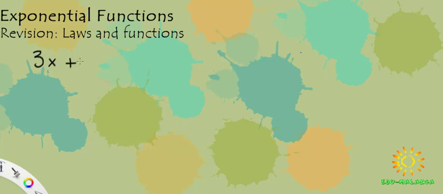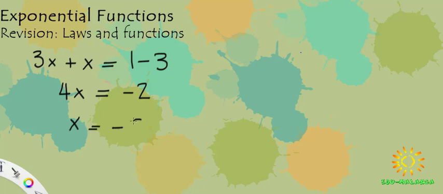3x plus x should equal 1 minus 3. 3x plus x is equal to 4x. And this side is equal to 1 minus 3, which is negative 2. So therefore, we're solving for x. X is equal to negative 2 over 4, which is equal to minus 1 over 2 when you simplify it.